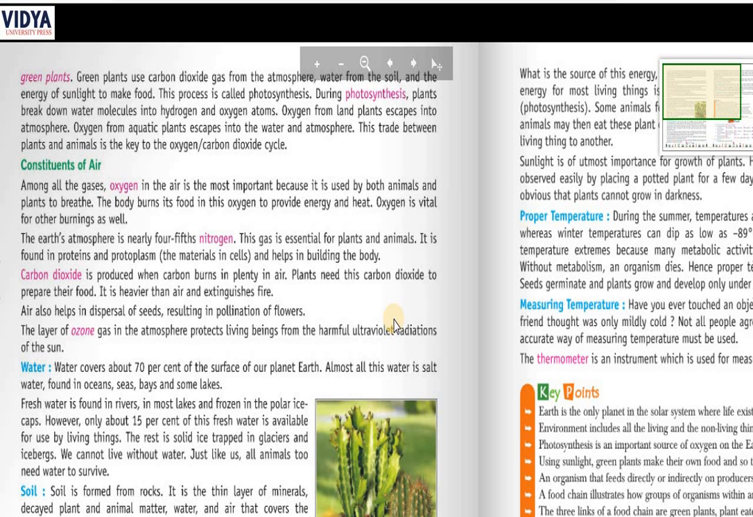And the process by which green plants make their food and also release oxygen is called photosynthesis, in which water molecules are broken down into hydrogen and oxygen. Oxygen from aquatic plants escapes into water and atmosphere. This trade between the plants and animals is the key to the oxygen and carbon dioxide cycle.